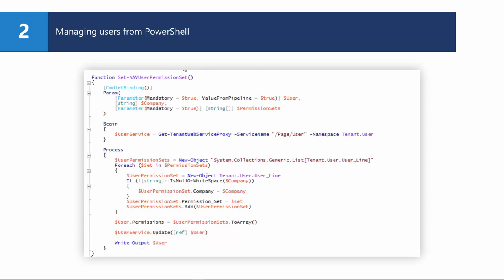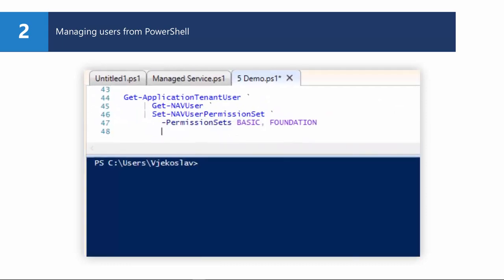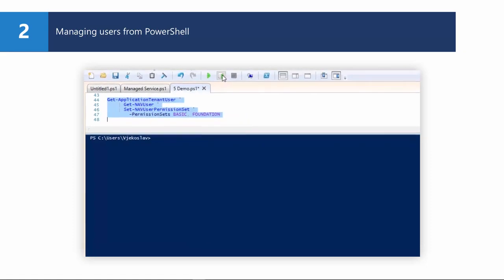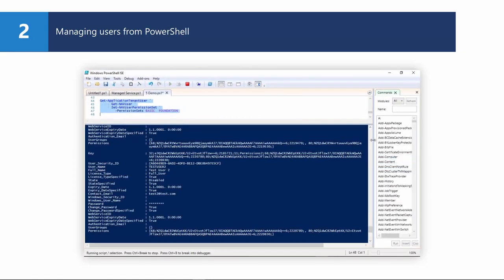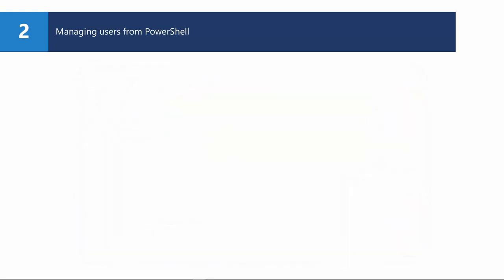Again, since everything works on a pipeline, I could get all my application tenant users for all tenants, then get their corresponding NAV users, then on each of those set permissions to include basic and foundation permission sets. Nice and simple, isn't it? Once you have a module such as this, automating the management of your managed service tenants is very simple.